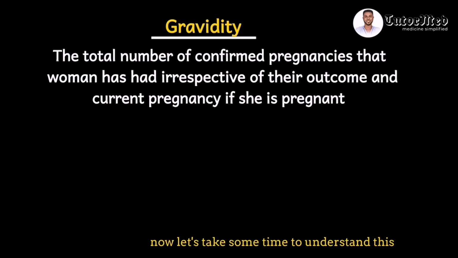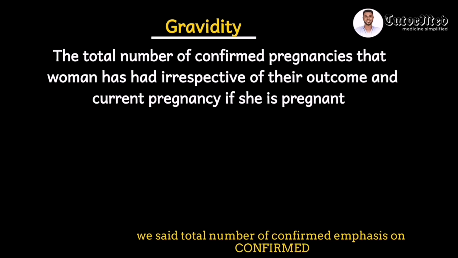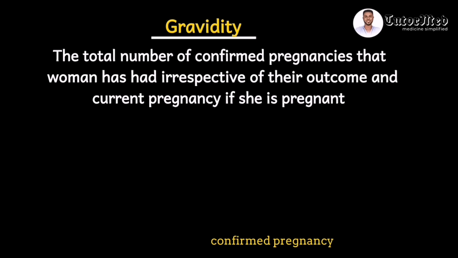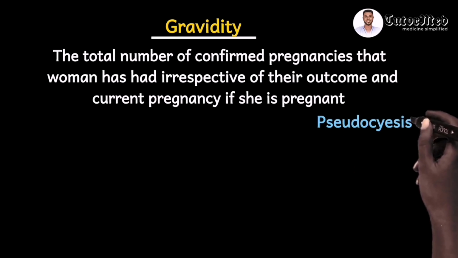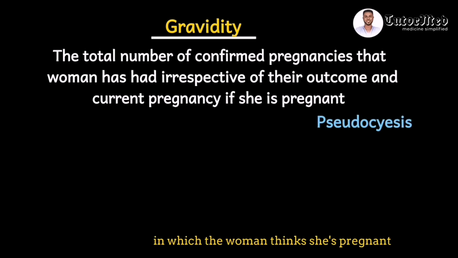Now let's take some time to understand this. We said total number of confirmed, emphasis on confirmed pregnancies because there is a condition known as pseudocyesis, a psychological condition in which the woman thinks she is pregnant but is not. So she may tell you that it was pregnancy, but you need to verify if that was a confirmed pregnancy by asking whether a beta HCG test was done and whether the pregnancy was confirmed by scan.